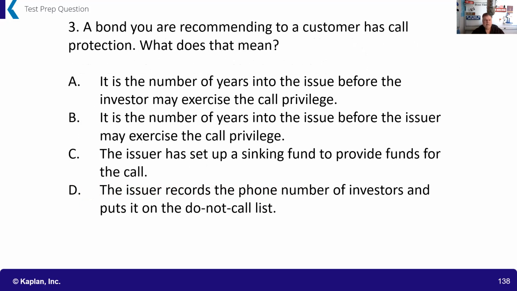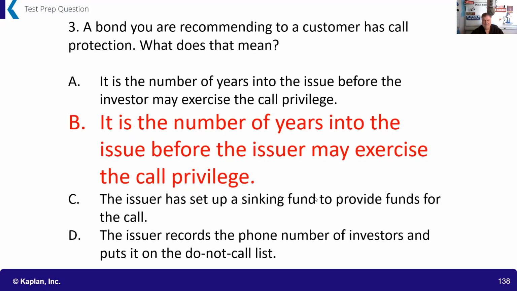There we go. A test-taking trick is called the principle of mutual exclusion. We know that the answer here is either A or B because they say opposite things. C: The issuer may set up a sinking fund. Yeah, a sinking fund is called funded debt. Some debt has a sinking fund. Some bonds do not. If it's just, trust me, when I get there, I'll have the money for you, that's called unfunded debt. So that's not what a call is about. D: The issuer records the phone number of investors. No, the answer is B.